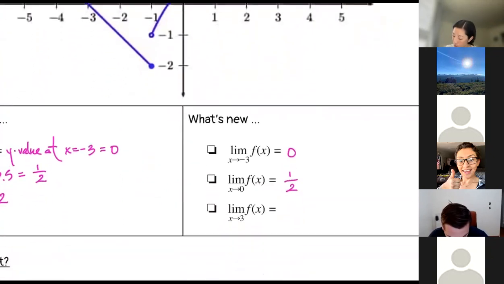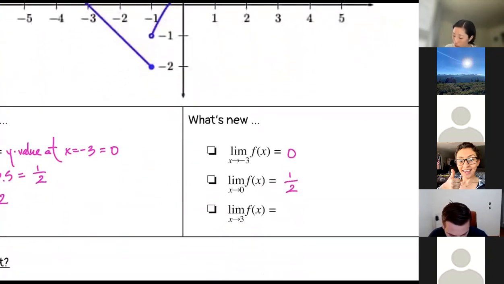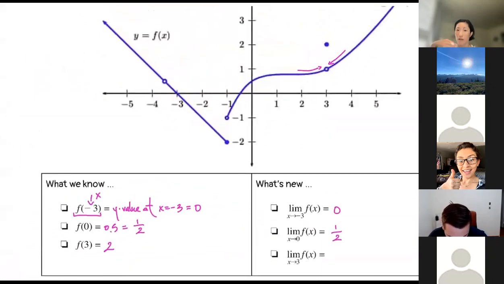And so when we want to answer this question, the limit as x approaches 3 of this function, we want to look at our graph and say, what y value is it getting really close to? I don't care what happens actually at the point, but I care what happens as we get close to it. And so for this one, we would say that the limit as x approaches 3 of f of x is 1. All right.